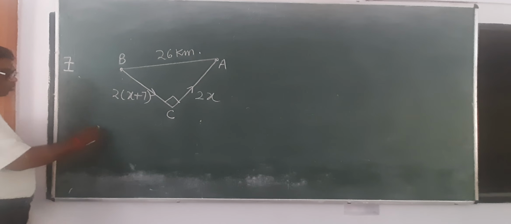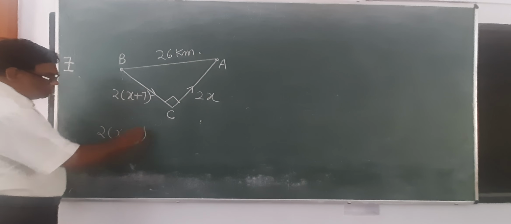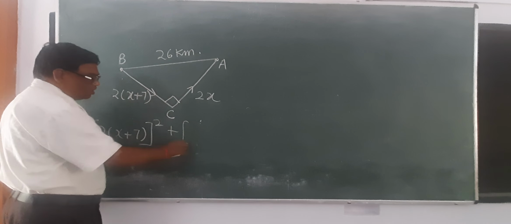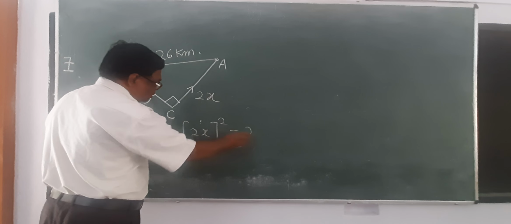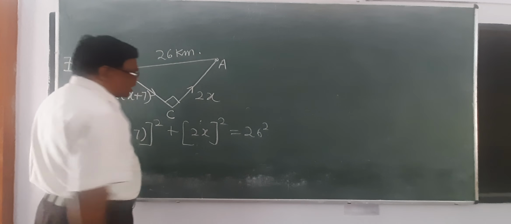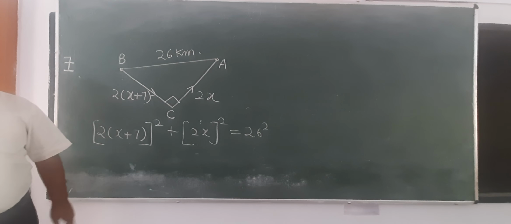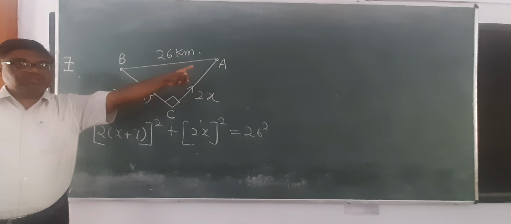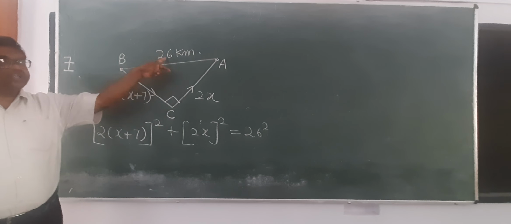So from Pythagoras theorem we can see, now all of you see here, first see here, 2x square plus the other side square equals to 26 square, and you get x equal to 5. By this way you can find x. When x is known, this distance is known, this distance is known. So how much distance will be saved? This plus this minus 26.